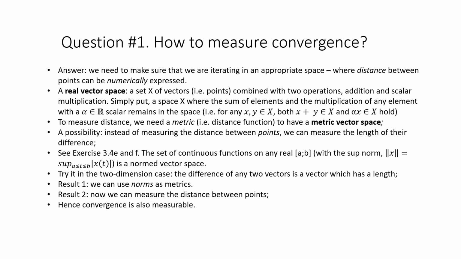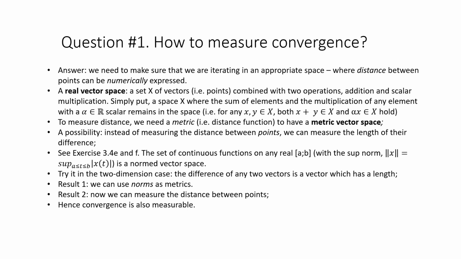Let's start with the basics. So we are starting from the concept of a real vector space. Please remember, a vector is a finite sequence. So we have a real vector space in which we have points which are vectors, and these vectors are subject to two operations, addition and scalar multiplication. To put it simply, a space is a real vector space where the sum of elements and the multiplication of any element with a real scalar remains in the space.